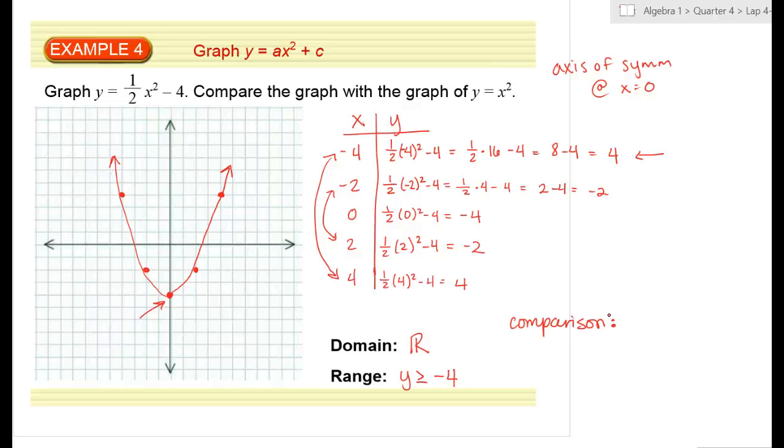Okay, so when you compare it to my parent function, the first thing that's obvious is that it was shifted down. So there was a vertical shift down of 4.